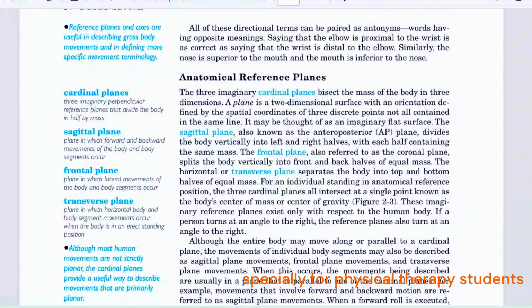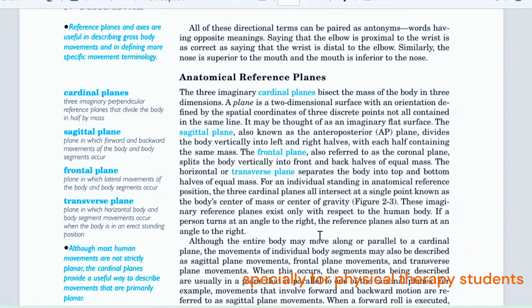In a very simple example, you just have to stand up and perform a simple squat. When you perform a simple squat, this is a major movement in the sagittal plane. It is included in the sagittal plane.